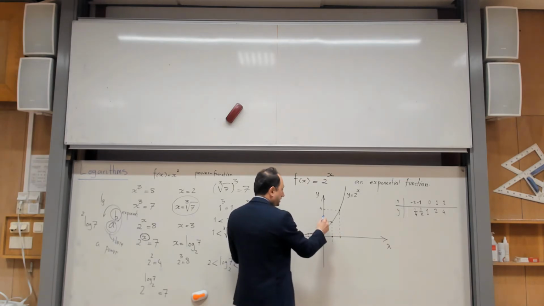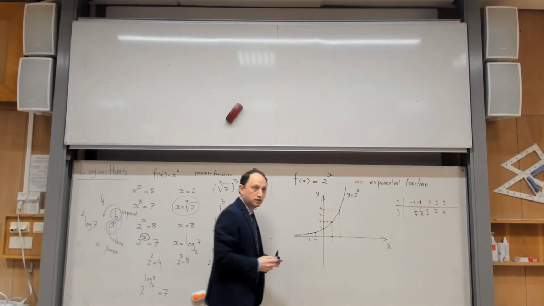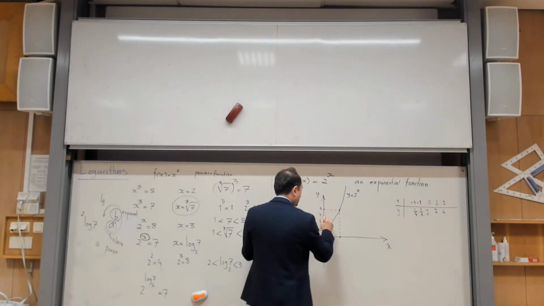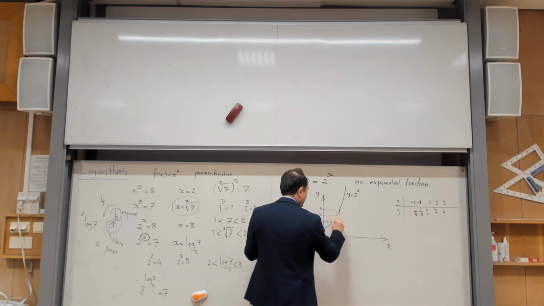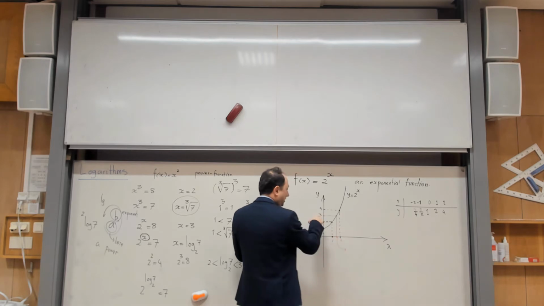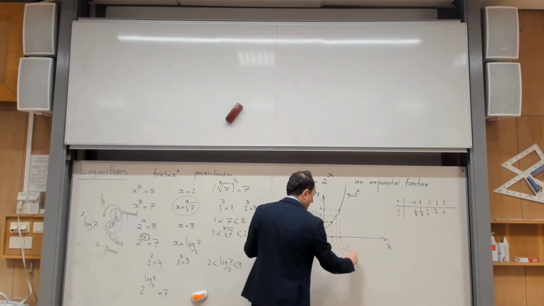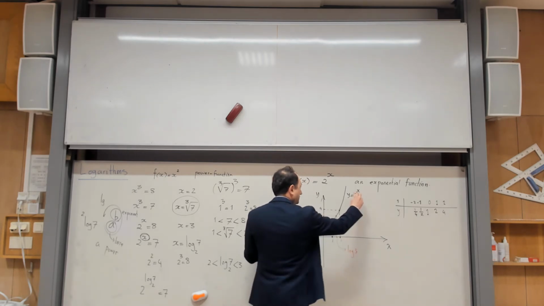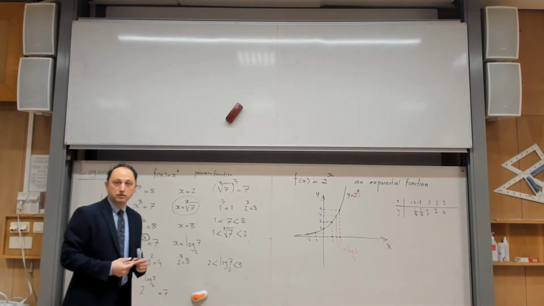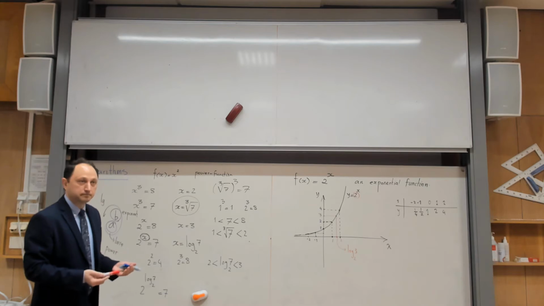But if I give you 3, what do you have to do? You have to draw this line horizontally. When you intersect, go back vertically, and you get something between 1 and 2. This number is the logarithm of 3 in base 2. Yes? So that is the meaning of logarithm.